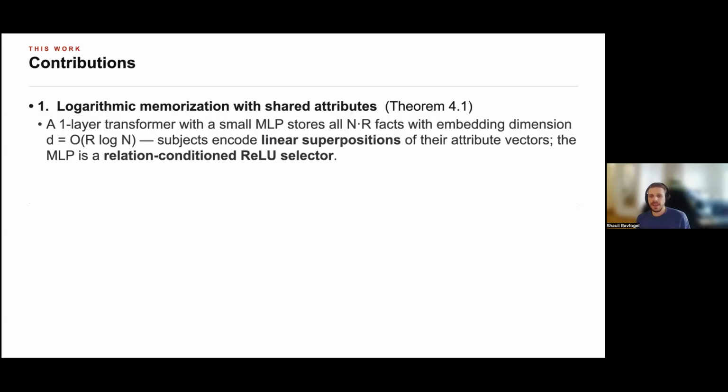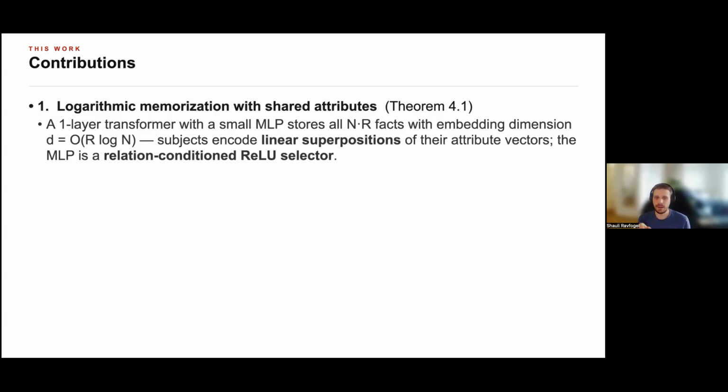Okay, so in terms of the high-level contributions, which I'm going to delve into very shortly. First, we are going to show that if you train the embeddings, you get what we call logarithmic memorization. So we can have relatively small embeddings, linear in the number of relations, but logarithmic in the number of entities. And usually the number of entities n is much larger than r, the number of relations. And we're going to show that there is a solution where the subject representations, the embeddings of the subjects, are some kind of linear superposition of all possible attributes under all possible relations.